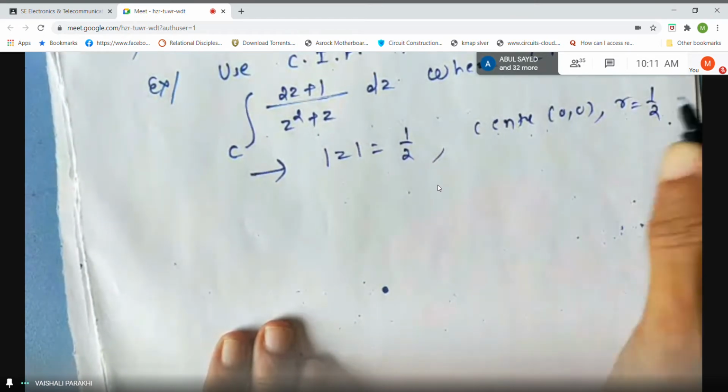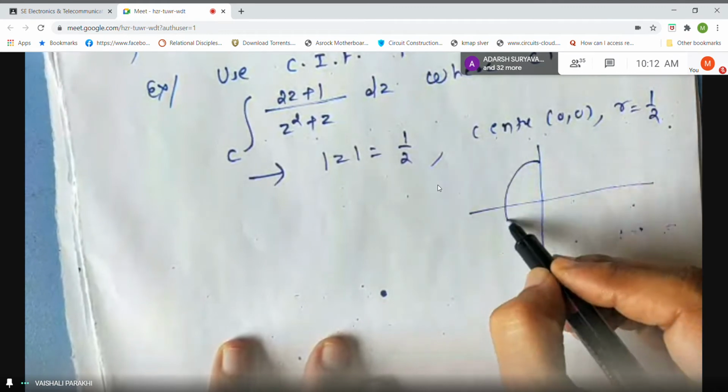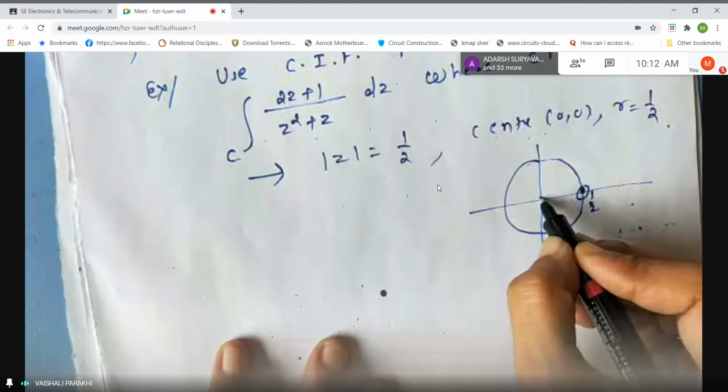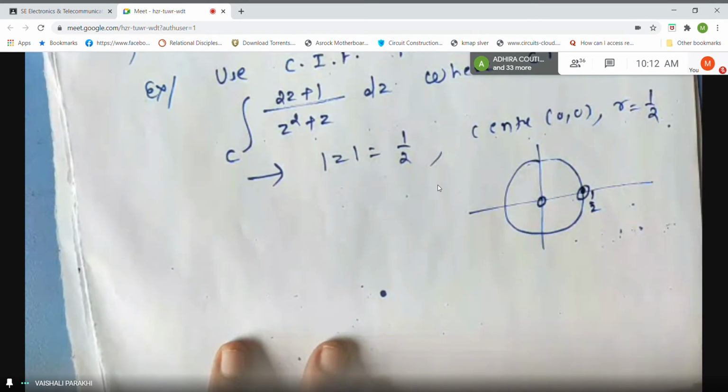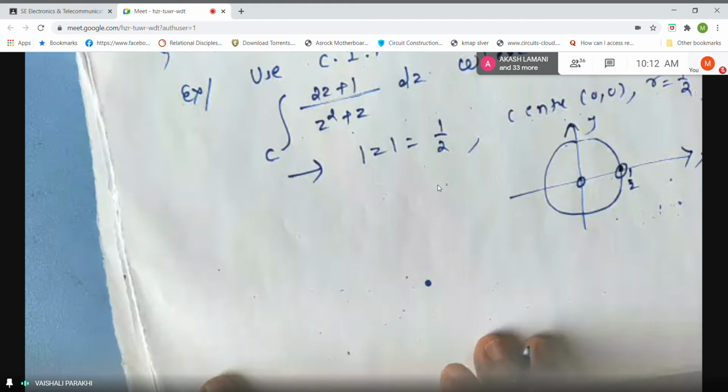Very good. So quickly draw it. This is your circle and this will be half. This is your origin, then this is the x-axis and y-axis. Then Swati, what is the next step quickly?